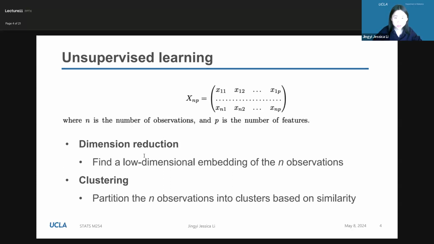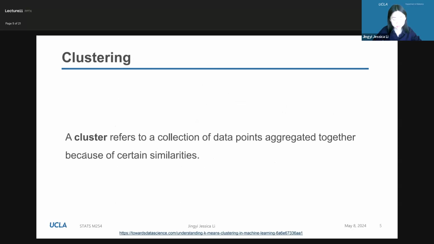Dimension reduction, which we have covered in several lectures, tries to find the low dimensional embedding of the N observations, say R dimensional or K dimensional, whatever you call it. Clustering is another technique applied to this matrix, but here you're not trying to project the matrix to a lower dimension. Instead, you want to partition the N observations into clusters based on similarity. So you will define some groups for your rows. What is a cluster? A cluster refers to a collection of data points aggregated together because of certain similarity.